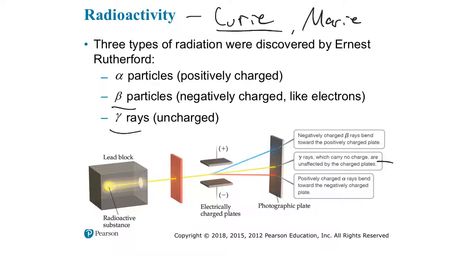So let's actually look at the gamma ray first. These were unaffected by the electrical plates or by a magnetic field. So these are simply photons. But not just any photons, they're really high energy photons. They're really dangerous photons to deal with because they have such a large amount of energy.